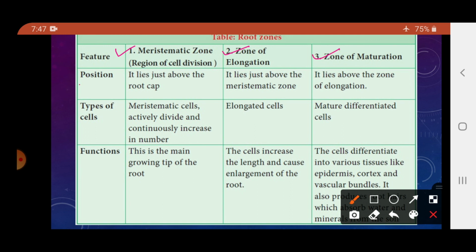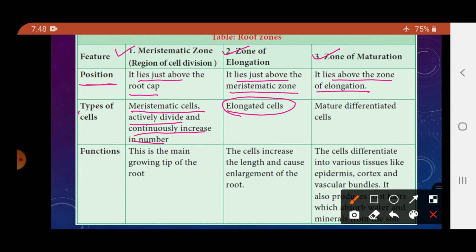Now where are they located? What is their position in the root? Basically the meristematic zone lies above the root cap, the elongation zone lies above the meristematic zone, and the maturation zone lies above the zone of elongation. Now which type of cells are present in each zone? In the meristematic zone, meristematic cells are present which divide and continuously increase in number. In the elongation zone there are elongated cells, and in the zone of maturation there are differentiated cells.